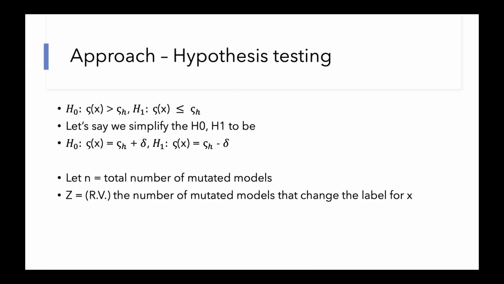Okay. So we further simplify H0 and H1: H0 is that epsilon x is equal to a number that is larger than epsilon h, and H1 is a number that is less than epsilon h by delta. We let n be the total number of mutated models, and z is the random variable I mentioned. It's the number of mutated models that change the label for x.